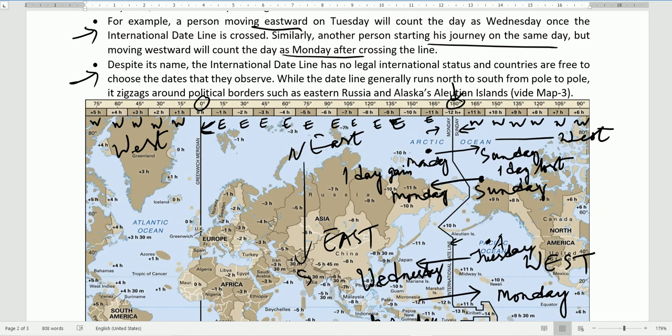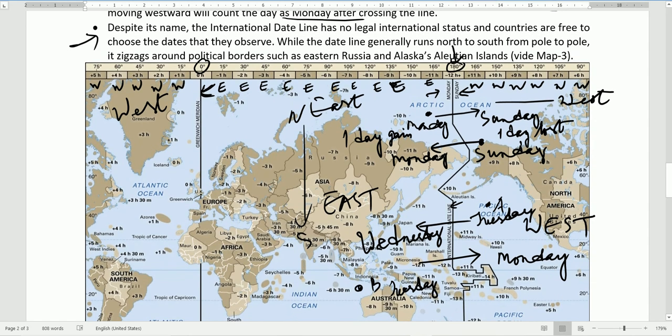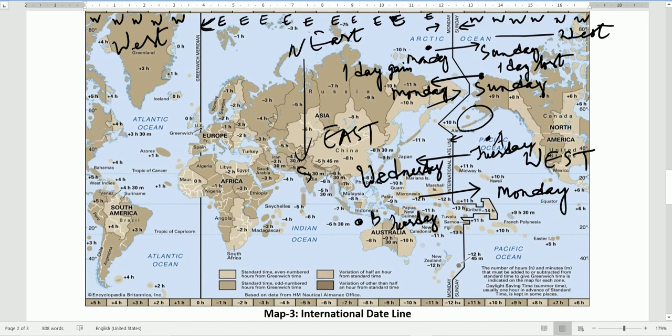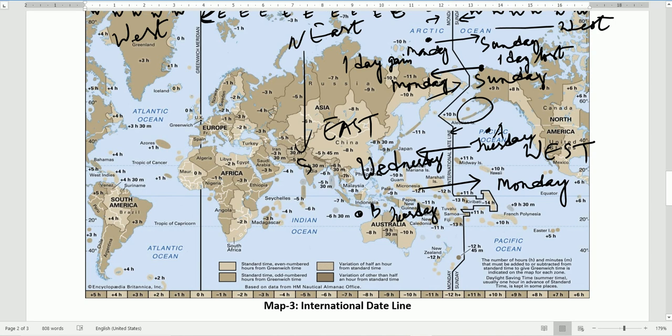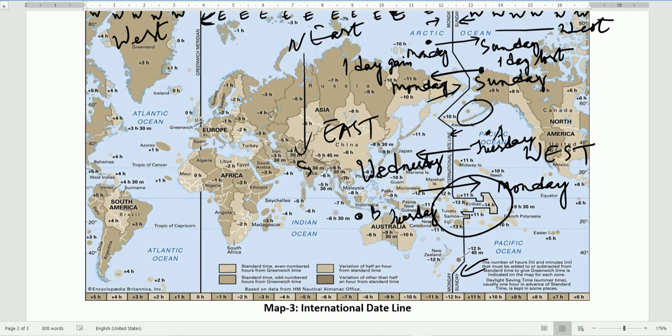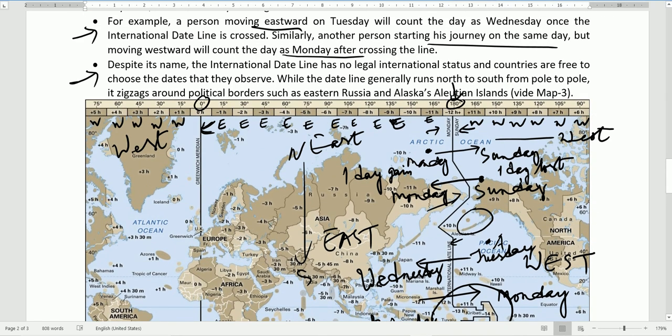it zigzags around political borders, such as eastern Russia here. Here in the eastern Russian part, it zigzags. And the Alaska Aleutian Islands are here. So in this way, the international dateline is not a straight line. It zigzags at many places, depending on the administrative units. See here, it is also diverted, deviated, and here also. So this is about the international dateline.